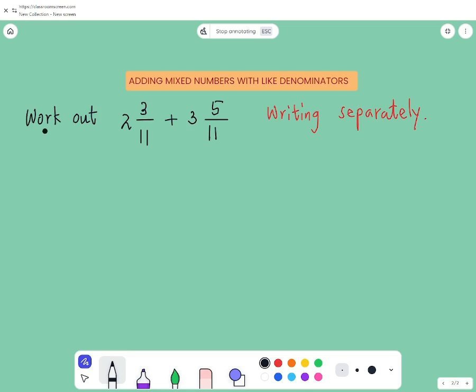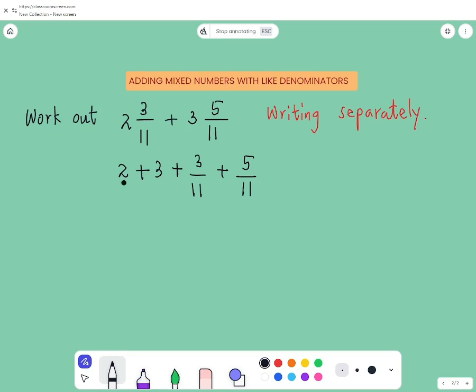Next example, work out 2 3/11 add 3 5/11. As you know, a mixed number is a combination of a whole number and a proper fraction. So I can write the whole numbers separately and these proper fractions separately. So I'm writing 2 add 3 add 3/11 add 5/11.